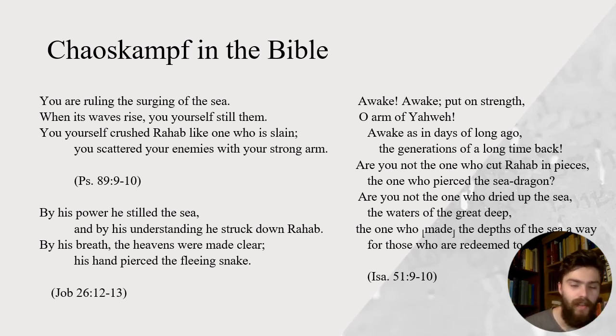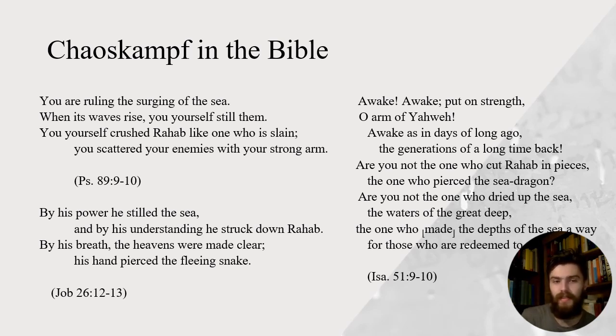We read in Psalm 89, for example, you are ruling the surging of the sea. When its waves rise, you yourself still them. You yourself crushed Rahab like one who is slain. You scattered your enemies with your strong arm. Rahab here is an image of Egypt, but also an image of a chaos serpent. And the idea of scattering the enemies once Rahab is slain is very similar to Marduk scattering the host of Tiamat when he defeats her in battle.